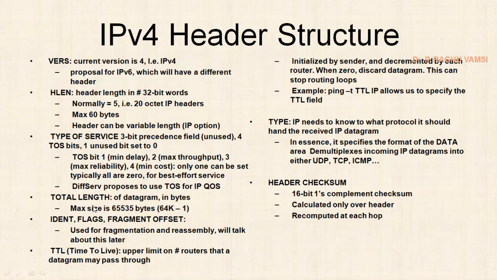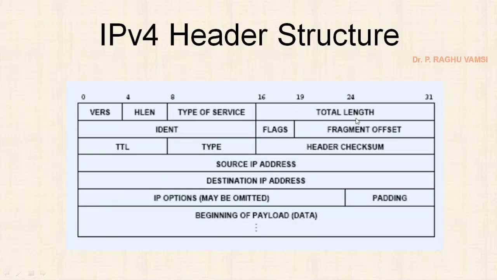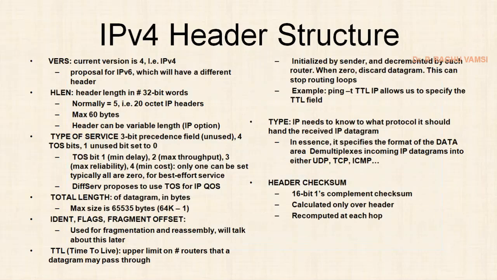So, total length of the datagram. In IP, we will call it a datagram. Datagram means it can be further divided or maybe added, so for that purpose, we call it a datagram. The maximum size of the total length of the datagram is 65,535 bytes, that is 64K minus 1. So this much size is allowed in the datagram, and that much datagram it can carry.